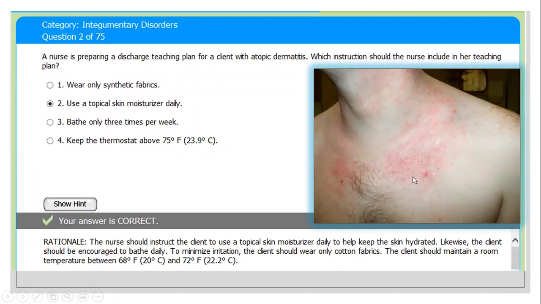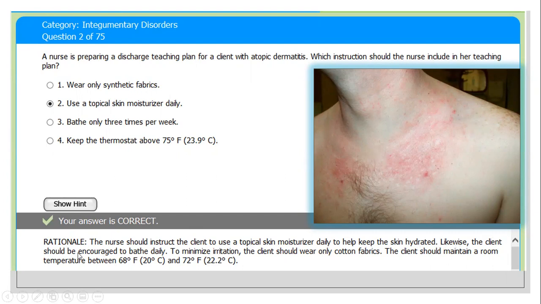So in this picture, we can see atopic dermatitis. Atopic dermatitis, also known as eczema, right? Basically, eczema or atopic dermatitis is a group of skin conditions characterized by redness. You see the red and itchy rash. So the rationale says the nurse should instruct the client to use the topical skin moisturizer to keep the skin hydrated.